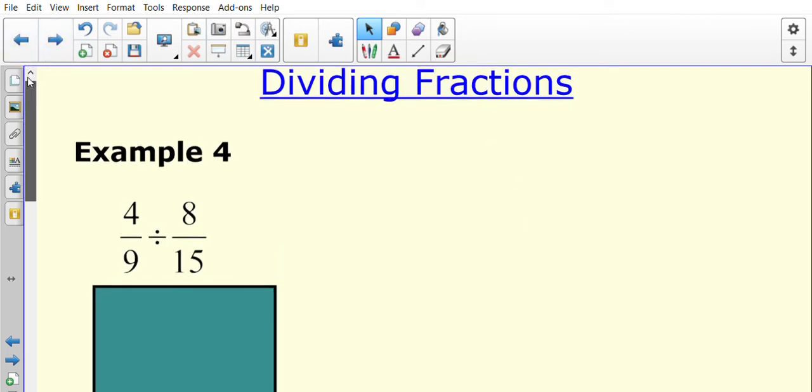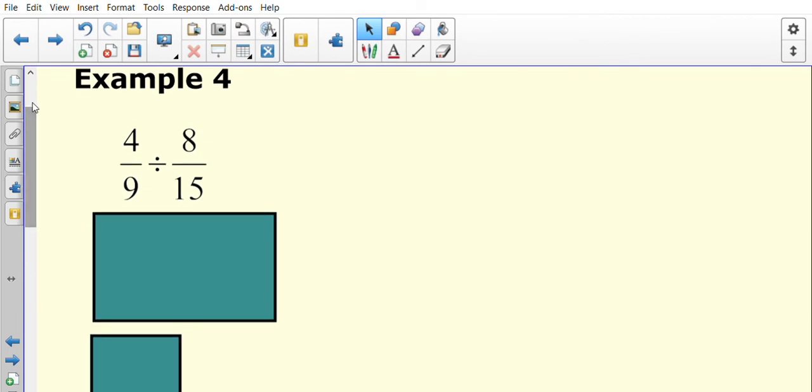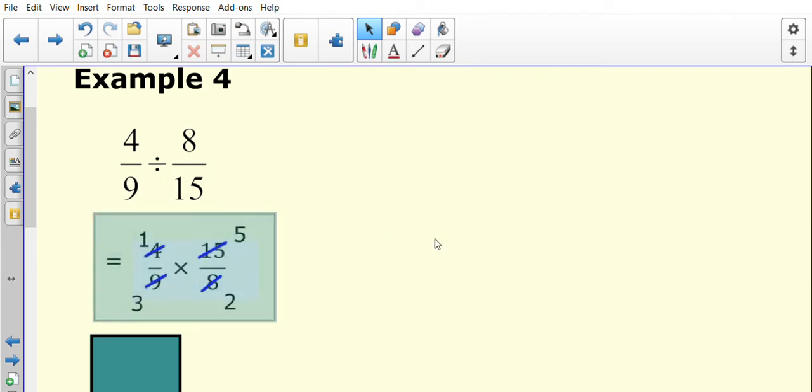Example number 4, very similar to example number 3, in the sense we are going to flip this second fraction and change it to a times. You'll notice this time though, 4 and 8 can both be divided by 4. So when doing so, 4 divided by 4 is 1, 8 divided by 4 is 2. We can also simplify on the other diagonal, and we can do so by dividing by 3. 9 divided by 3 is 3, 15 divided by 3 is 5.